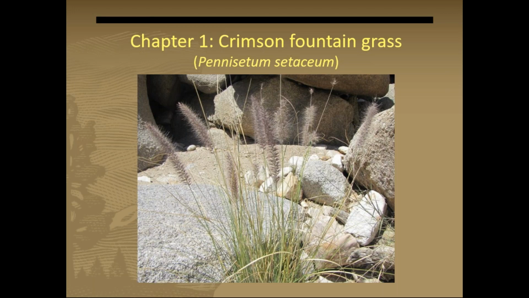So now I'm just going to go through a series of chapters, and I'm going to describe to you some of the different invasive plants or types of invasive plants that we have in the park, and how we're managing them. So the first one is crimson fountain grass, or Pennisetum setaceum. It is a perennial grass, so it lives for multiple years.